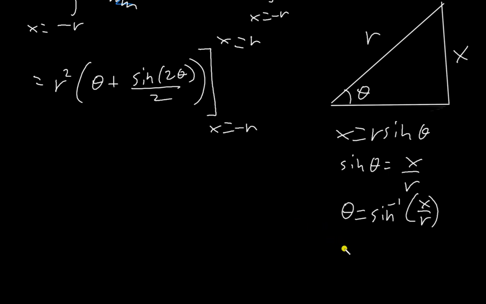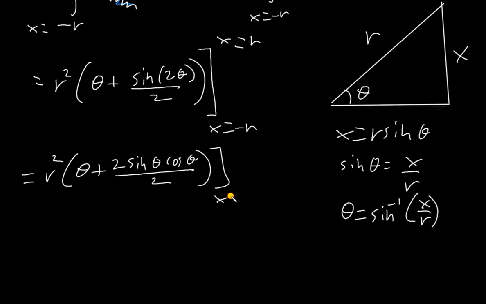Now if I want to refer to sine of 2 theta, that's going to be kind of hard. So I'm going to use another trigonometric identity here, and replace the sine of 2 theta with 2 sine theta cosine theta. So I will get r squared times (theta plus 2 sine theta cosine theta over 2), going from x equals negative r to x equals r. The 2's will cancel out, and then I have the sine theta and the cosine theta. I can easily find expressions for these in terms of x.